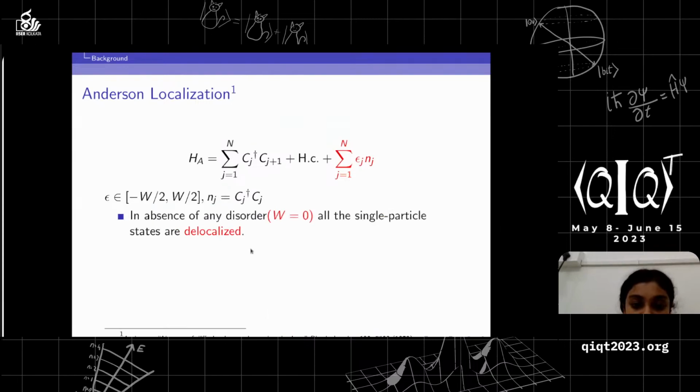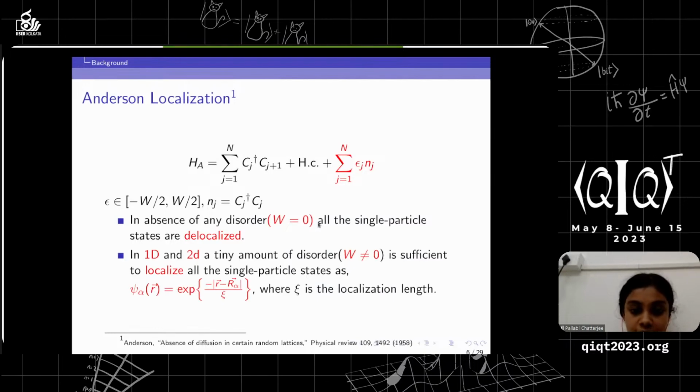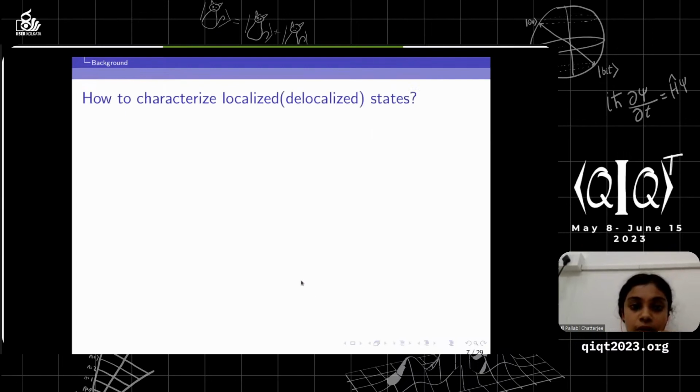In absence of disorder, that means W equals 0, that is epsilon j equals 0, all the single particle states are delocalized. And in 1D and 2D, if we give even a teeny amount of disorder, then the single particle states will be localized to particular sites, and the localization form will be exponential. The wave function will be exponentially localized. Suppose it is localized to R alpha sites, then it will be localized exponentially like this, where this zeta is the localization length.